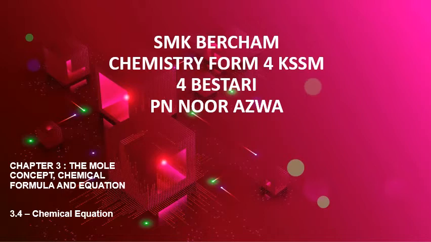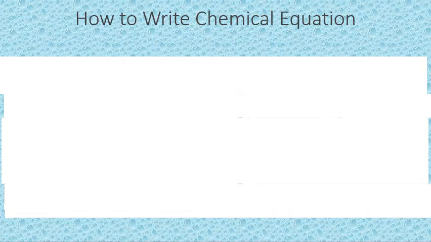So today you will learn 3.4 chemical equation, the last subtopic in chapter 3. These are the steps on how to write a chemical equation. We have an example here.